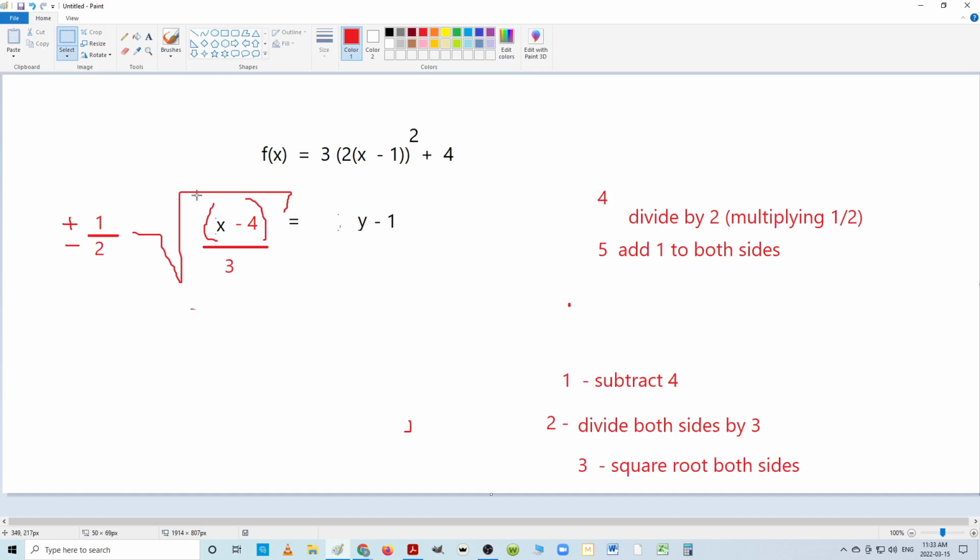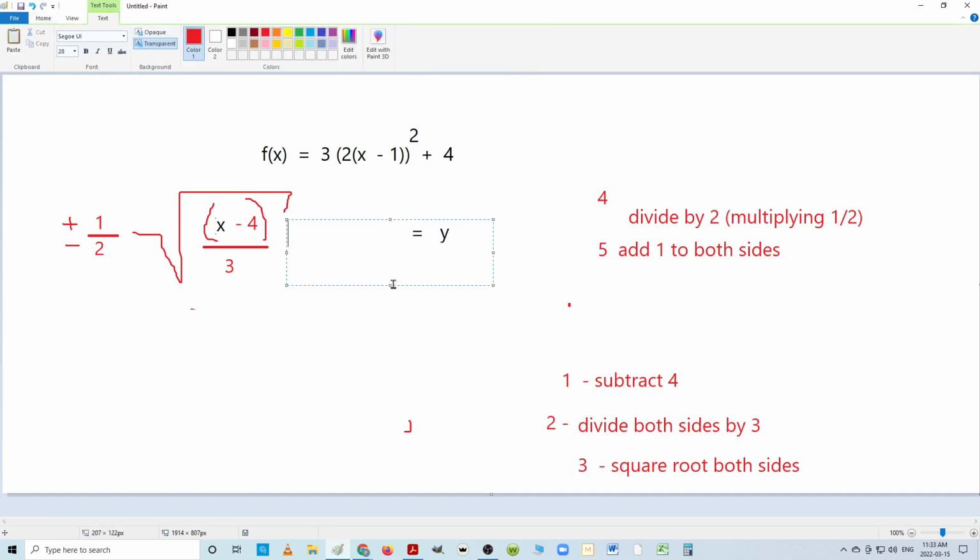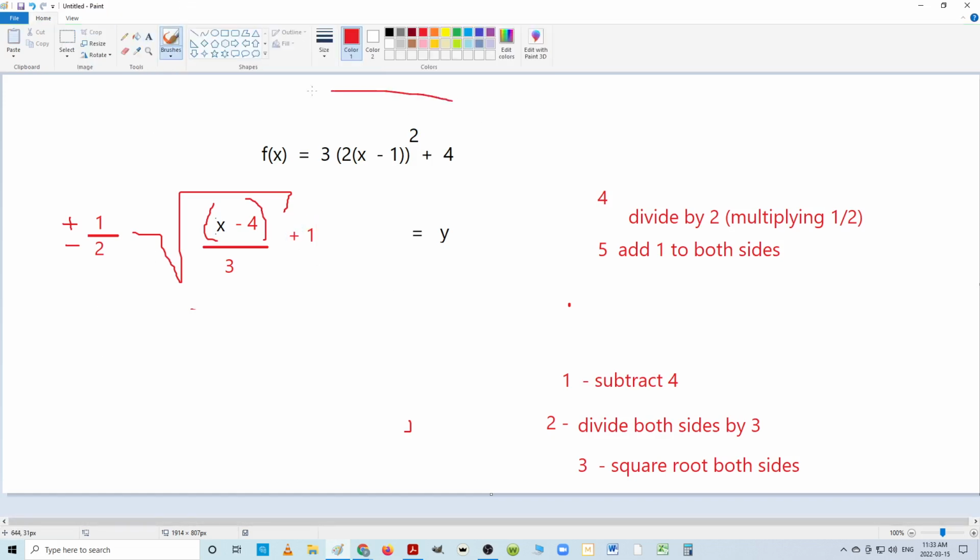And finally, I must add 1 to both sides. When I add 1 to this side, it disappears. And when I add 1 to the other side, this is what I get. Notice that the reciprocal of a quadratic will always be a square root function. And you'd be tempted to think it's going to look like this, like a square root function. But that minus also includes the bottom half.